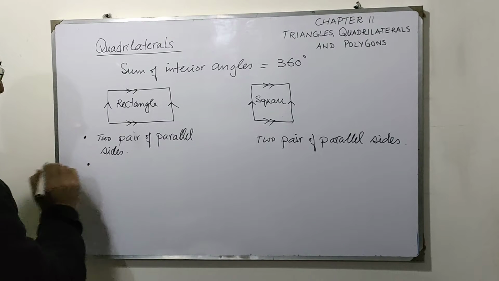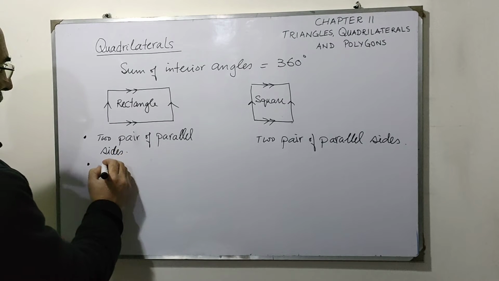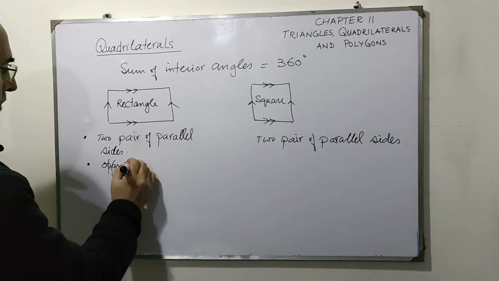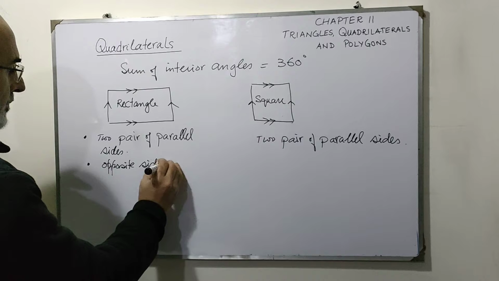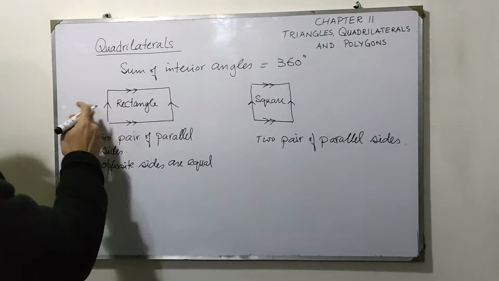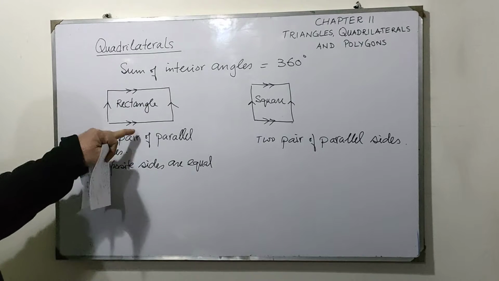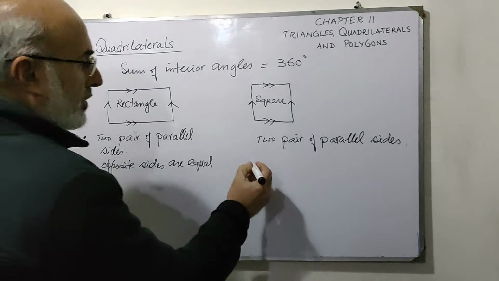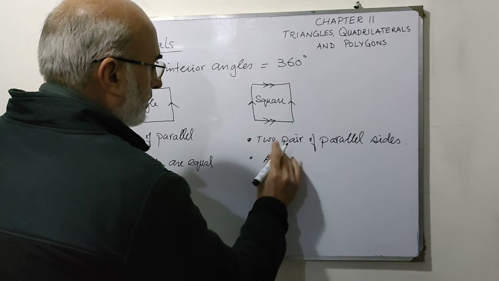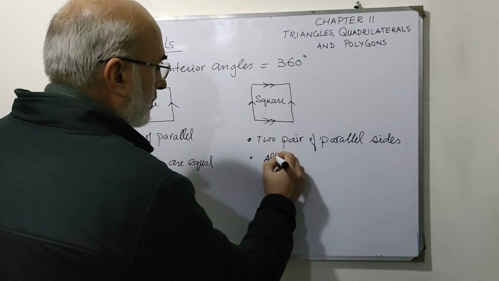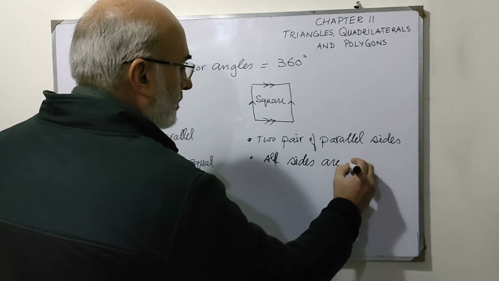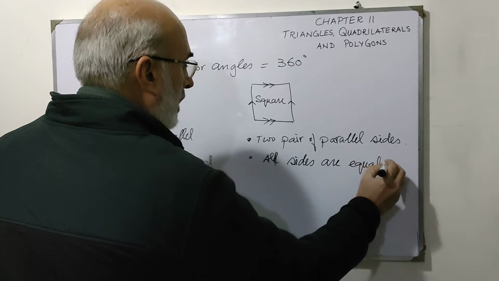So the second property is opposite sides are equal. We can see in rectangle that opposite sides are equal, but in case of square, all sides are equal. Okay.